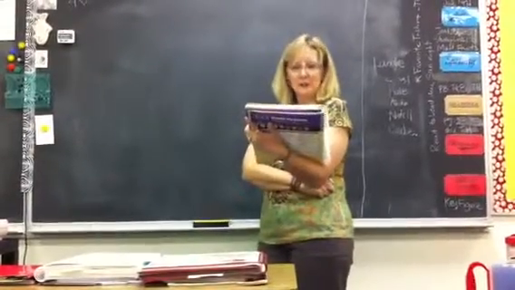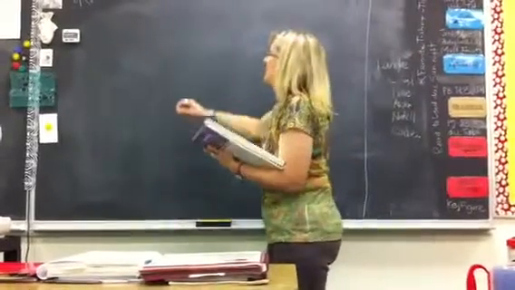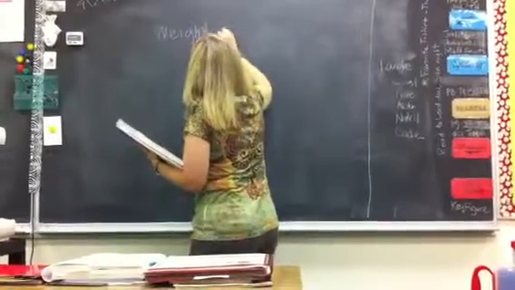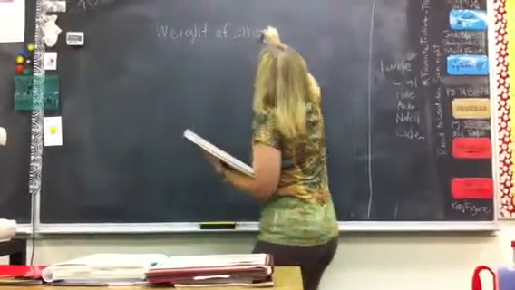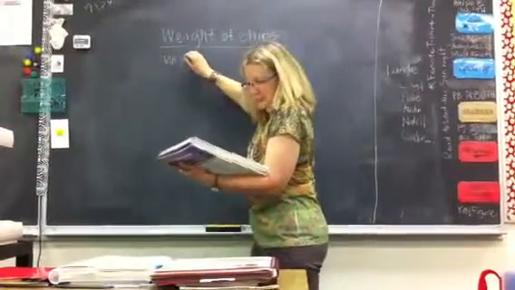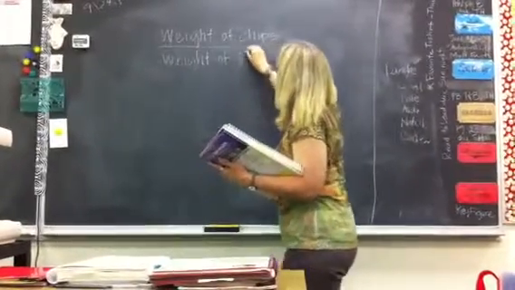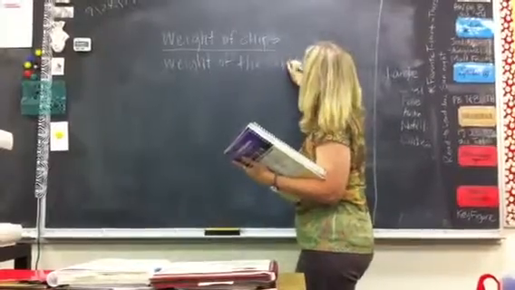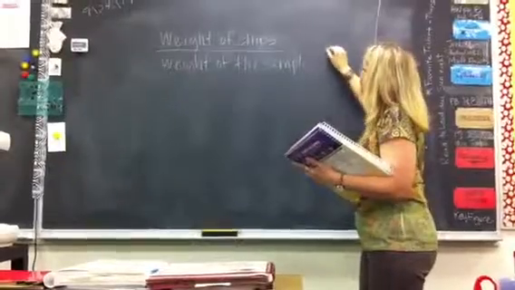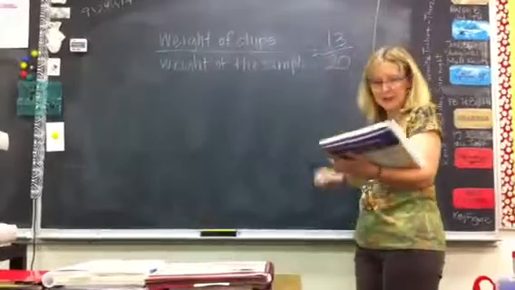If the weight of the chocolate chips in a 20-ounce bag of cookies is 13 ounces, then we could set this up as a problem. Weight of chips over weight of the sample, and the sample being the bag of cookies. So we said the weight of the chips was 13 and the cookies was 20 ounces.